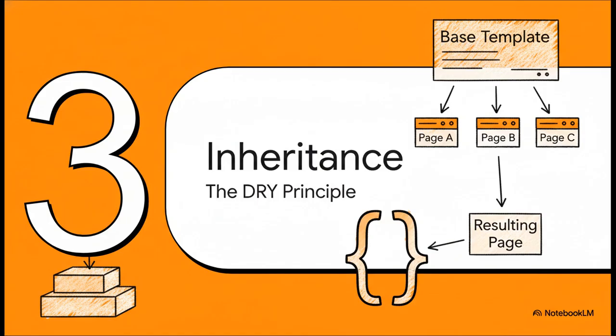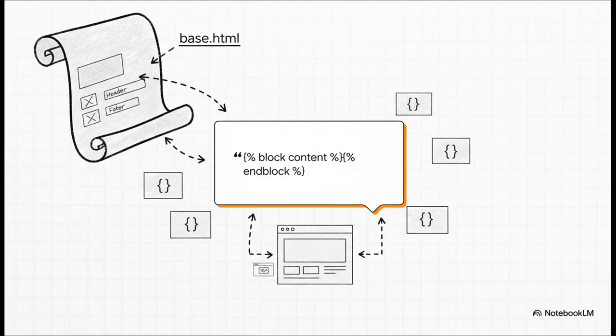This is the feature that saves you from having to copy and paste your website's header and footer onto every single page you make. It all starts with a base template, something like this base.html file. You should think of this as the master blueprint for your site. It has all the common stuff, the navigation bar, the footer, the main HTML structure, and the most important parts are these {% block %} tags. Think of them as empty slots, just waiting to be filled in.